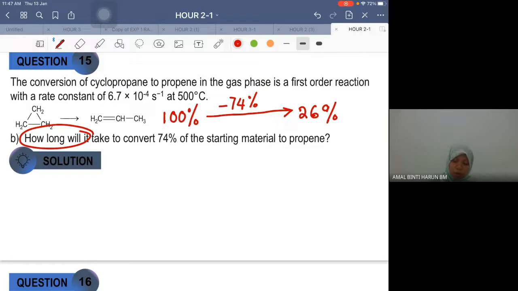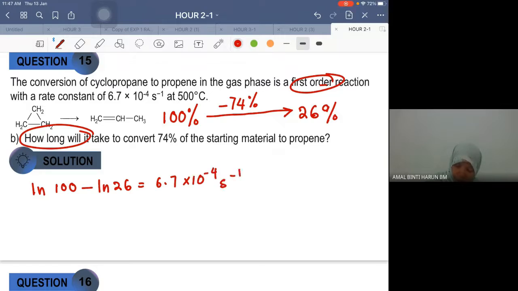Okay. So dia adalah first order. So it is ln initial, ln 100 tolak ln apa? Yang tinggal selepas tu 26. 6.7 eksponen negatif 4 per second times T. So T is equal to 2010.5 saat. Okay, betul tak? Cek jawapan masing-masing.